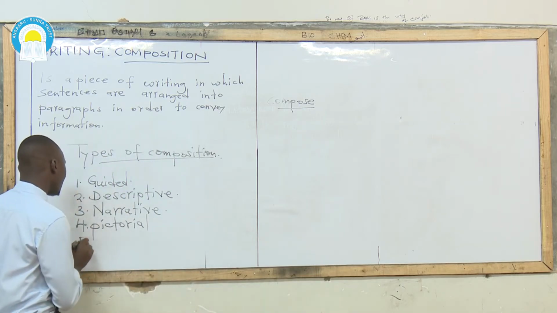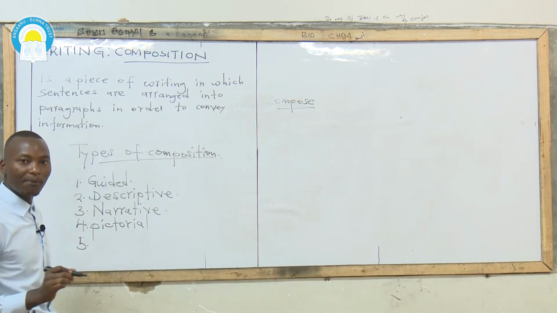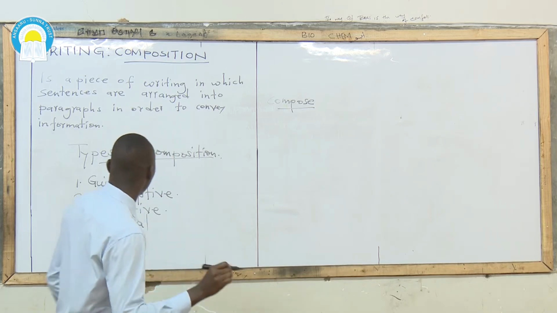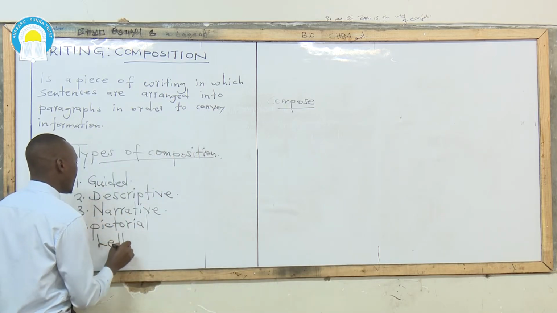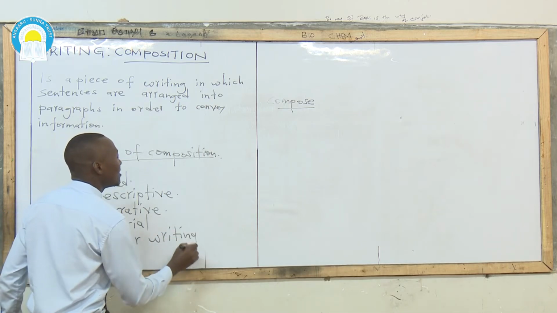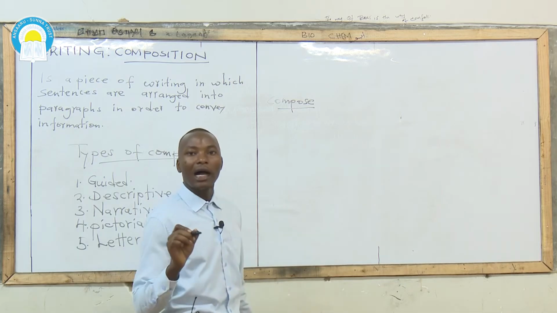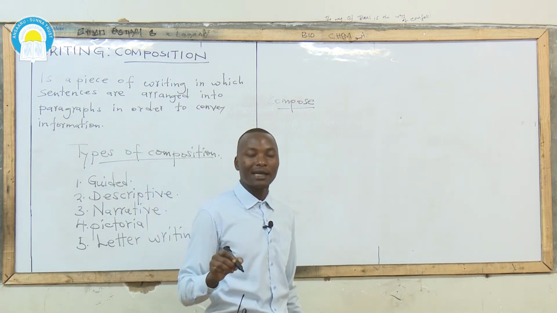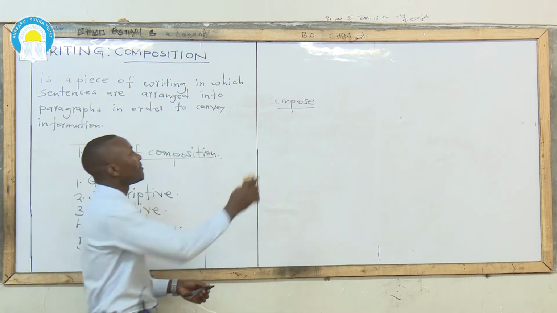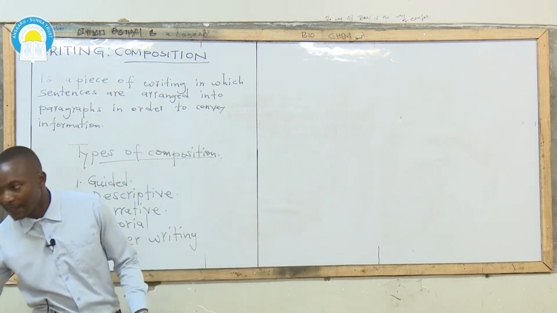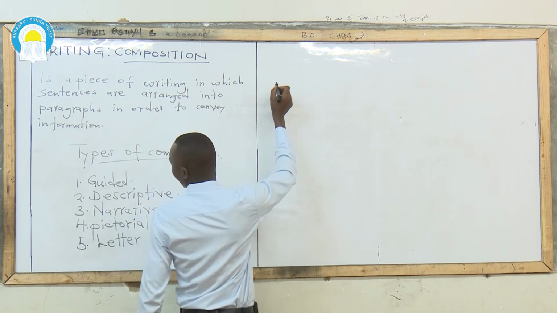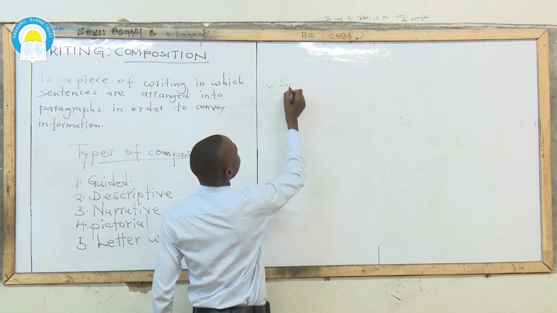Then number five, we have several writings. For example, the one that is commonly used by all and sundry is letter writing. This one is very common because each one of us at one time has written a letter. Then the next writing is speech writing, the next type of composition.